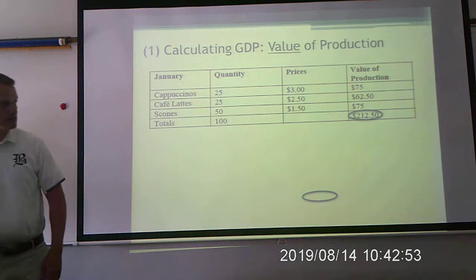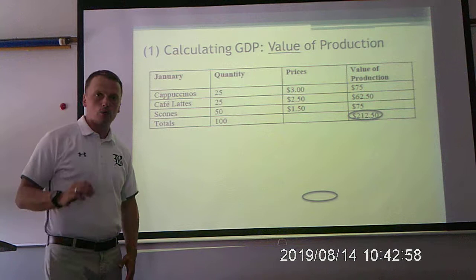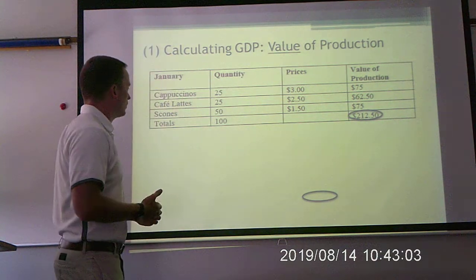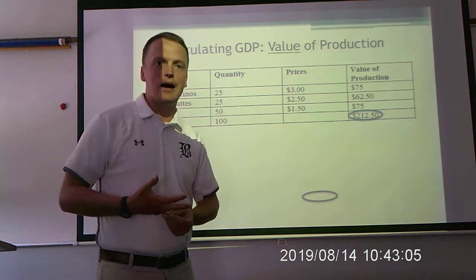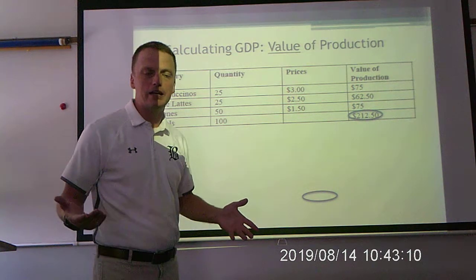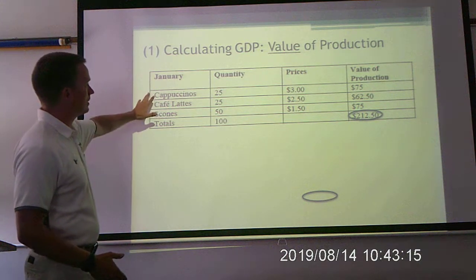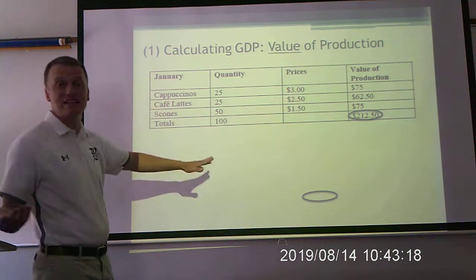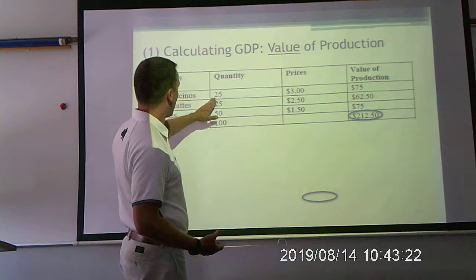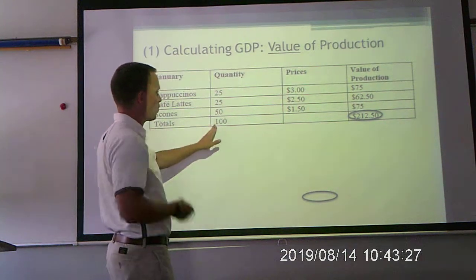So let's look at this example real quick. We'll scale it down. We won't talk about the entire economy, but if we look at, let's say, a coffee shop, we can get a scaled down version of what the economy looks like. So let's say that this is what they did in a given month. They sell 25 cappuccinos, 25 cafe lattes, 50 scones, totals up to 100.